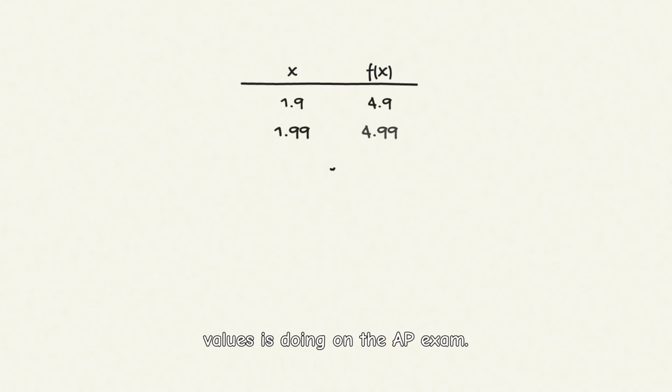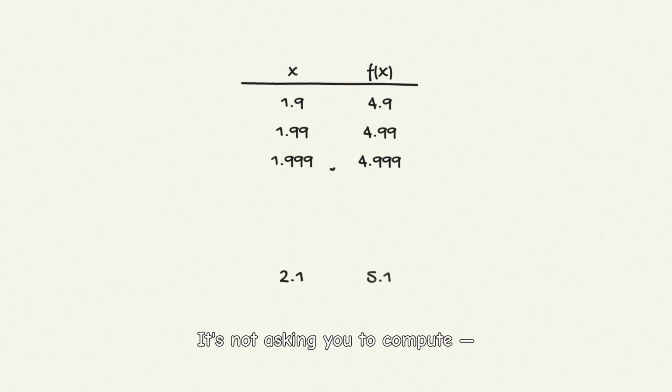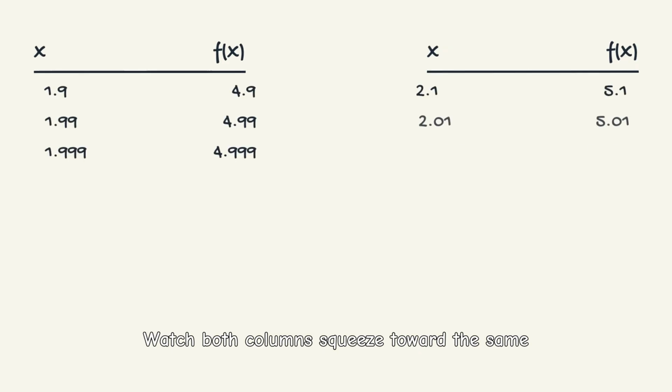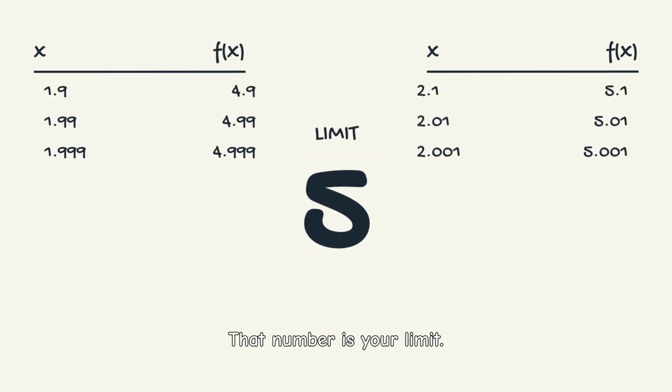This is exactly what a table of values is doing on the AP exam. It's not asking you to compute, it's asking you to see the approach. Watch both columns squeeze toward the same number. That number is your limit.